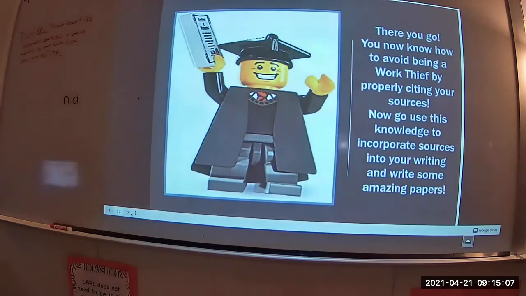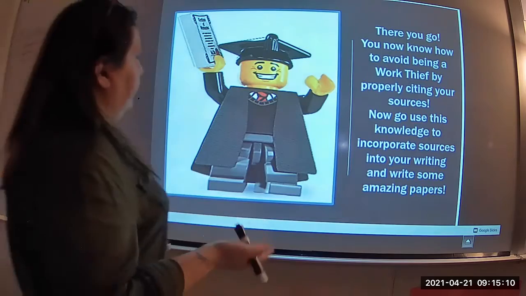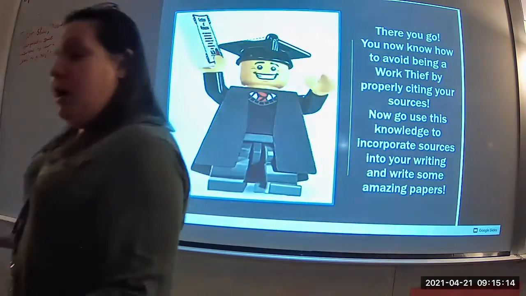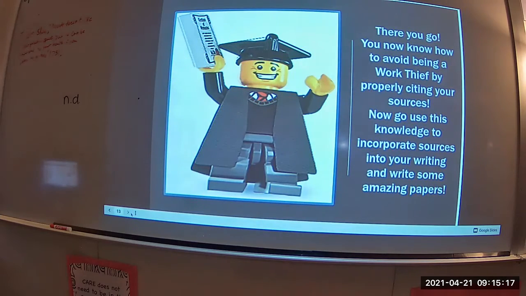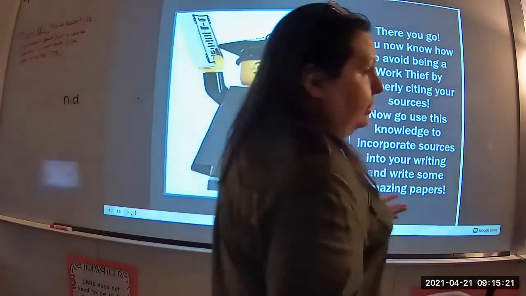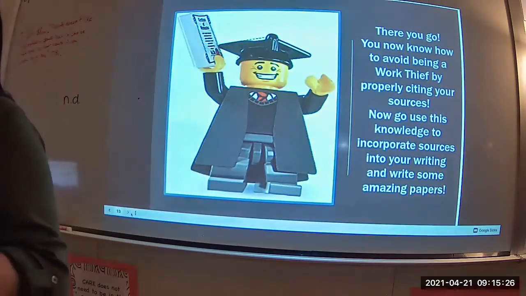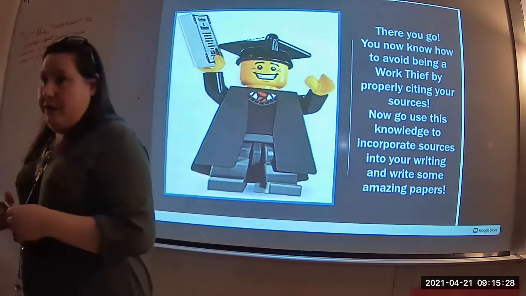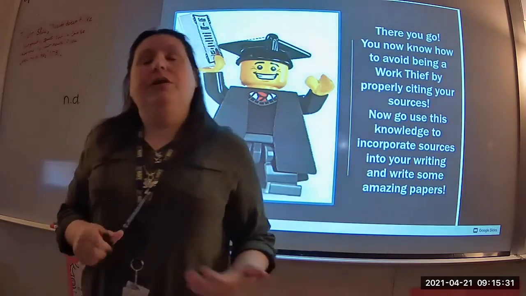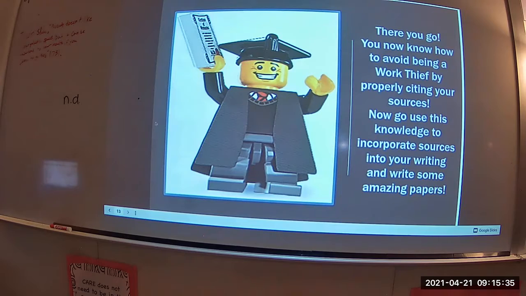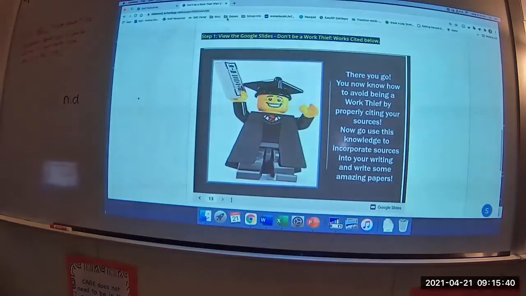All right, so now you should be able to avoid being a work thief because you know how to do in-text citations and works cited. And from now on, you're going to be required to do that anytime you use outside sources. So if it's not something that is commonly known, and I don't feel like you just got it off the top of your head, you're going to have to cite it. And this is going to be very important because we are going to be doing research. All right. So let me show you a couple of things.